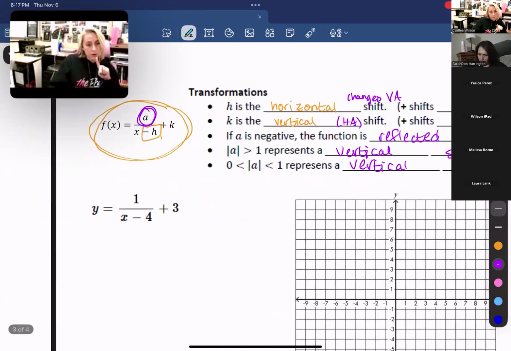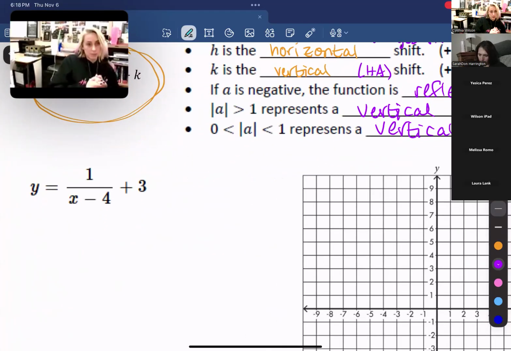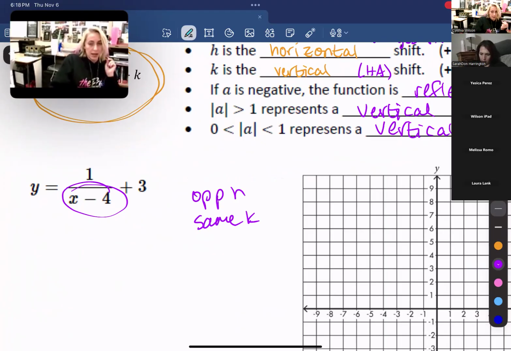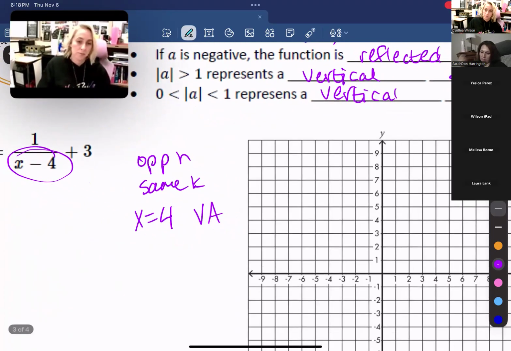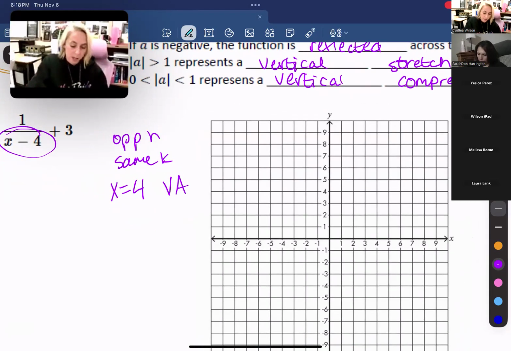So in this form, this is from your assignment from 3.5. We want to find the vertical asymptote first. Okay, that comes from this guy. I want you to think to yourself opposite h, same k. So I see an x minus 4. So I want to think opposite here and think that's really a positive 4. That positive 4 represents your vertical asymptote. Okay, so I'm going to go over here to my vertical asymptote for x equals 4 and just draw a vertical line. This is terrible.